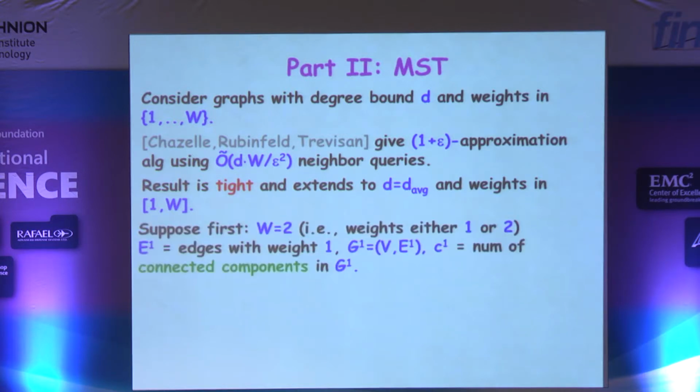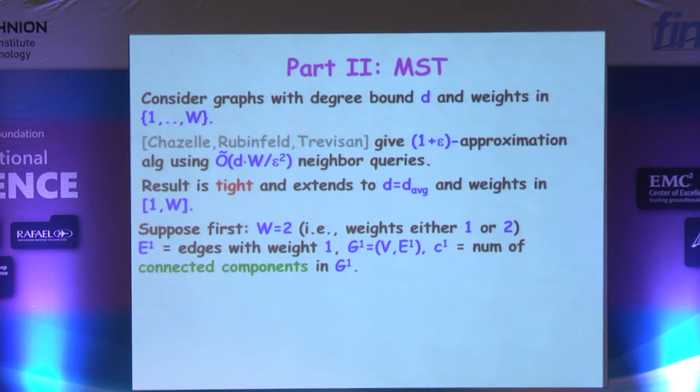Here also I'm going to give you the idea of how the algorithm works. First, let's start with a special case. Suppose that W is 2, so the weights are either 1 or 2. Let's denote by E1 the edges with weight 1, and G1 will be the graph induced by those edges, so it's all vertices and only the weight 1 edges. One more notation: C1 is the number of connected components.